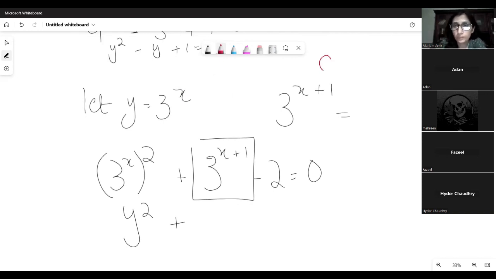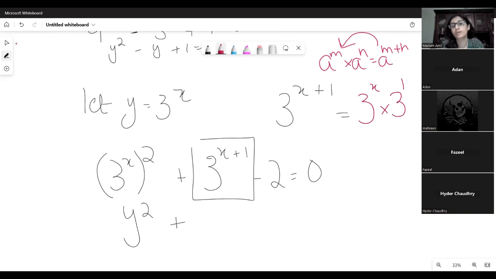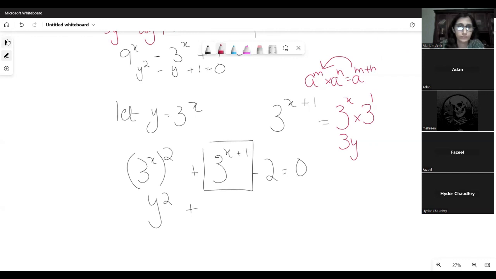So if you remember the property a to the m times a to the n is equal to a to the m plus n, you can also go backwards. So if it's 3 power x plus 1, that is actually 3 power x times 3 power 1. So that is 3 times 3 power x. So this is actually 3y. All right. So that means you'll write y square plus 3y minus 2 is equal to 0.